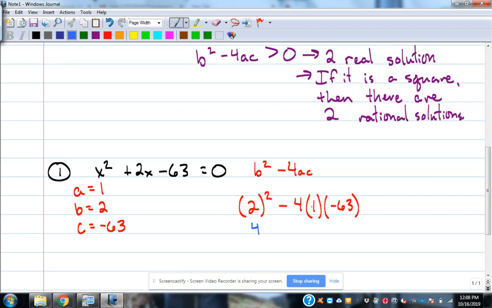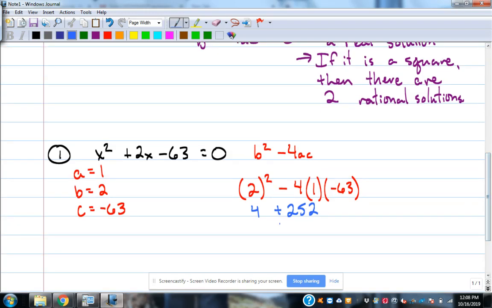So that'll be 4 plus 4 times negative 4 times 1 is negative 4. Negative 4 times negative 63 would be a positive 252. And then when I add those together, I get 256. Does anybody know anything about the number 256 in terms of square roots? It's 16 squared. If you don't know that, that's okay. We've got a calculator that can help us.